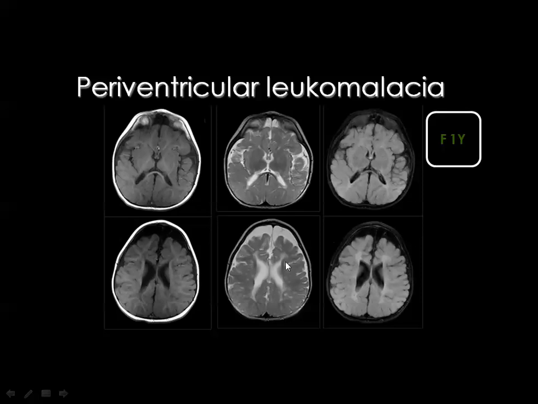The changes are evident in all bulk sequences, and you see the abnormal signal in the white matter and the reduction of the size of the white matter itself, and also the appearance of the ventricular wall.